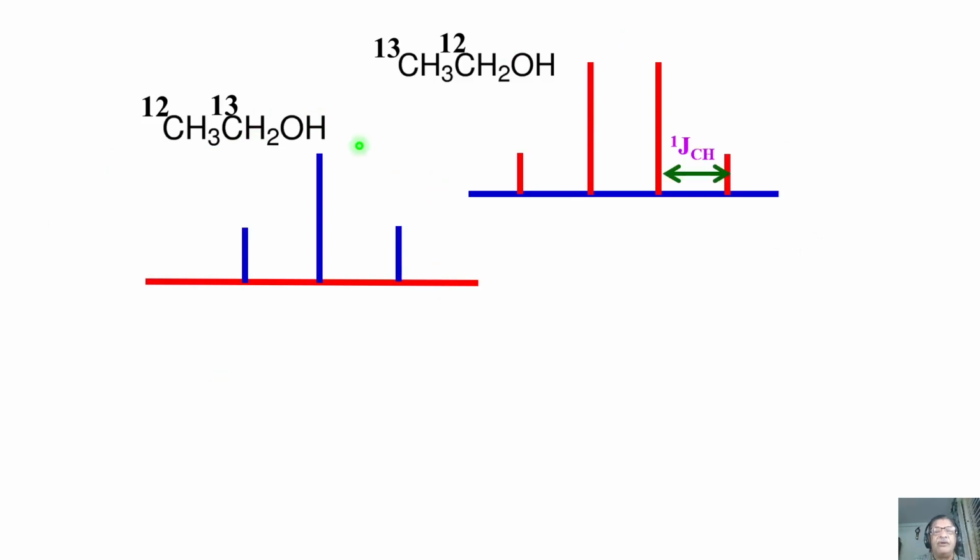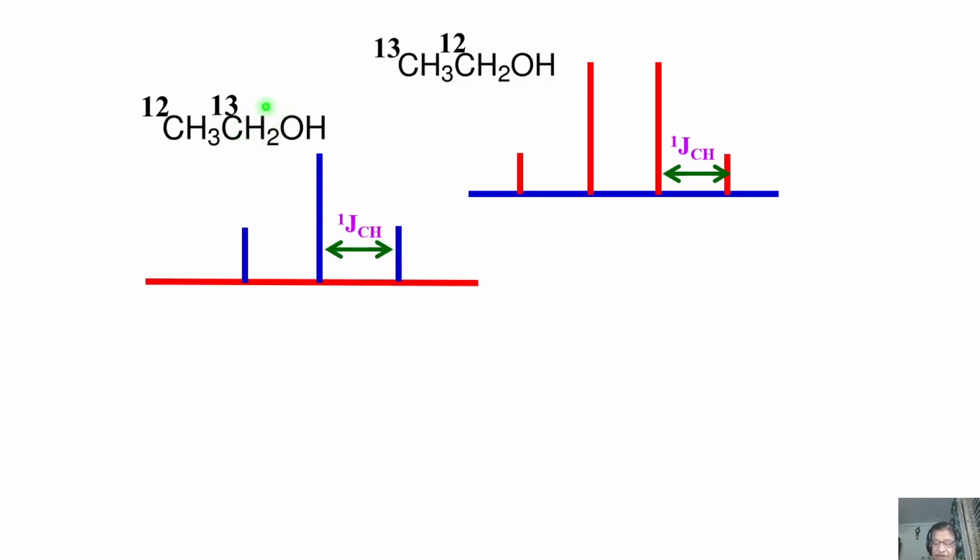Okay. So now, when I see this carbon, this separation gives me the 1-bond J carbon-proton coupling between carbon and 3 protons. Understand? This separation gives me coupling between carbon and proton. Fine. What about this triplet? This separation gives me the 1-bond coupling between carbon and this proton.